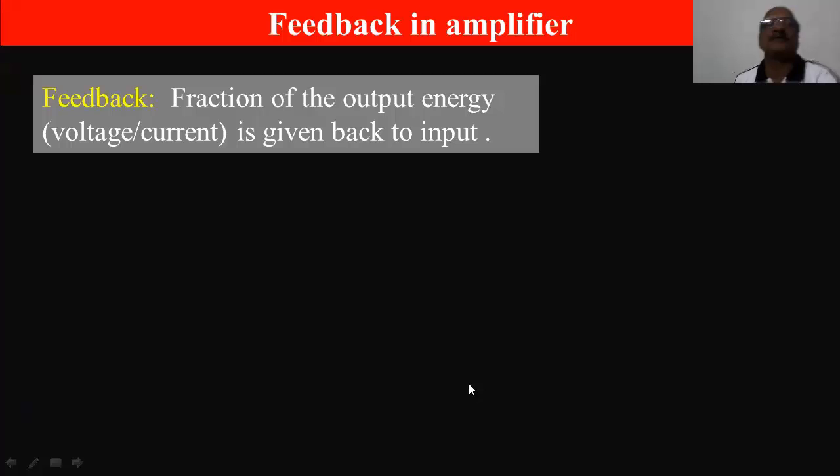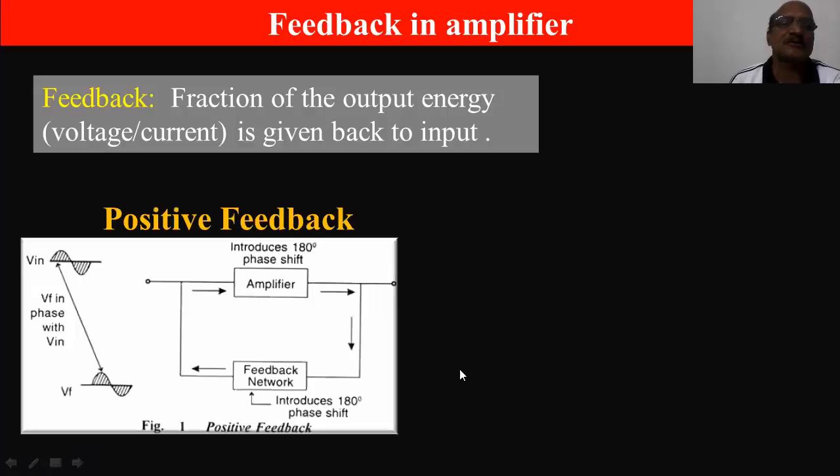Now, what do we mean by feedback in amplifier? In my previous lecture, we have seen what is the meaning of feedback. So what is feedback? A fraction of the output energy, either voltage or current, is given back to the input of the amplifier. Then we say that there exists a feedback. There are two types of feedback, as we have seen.